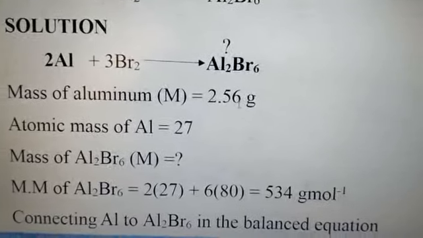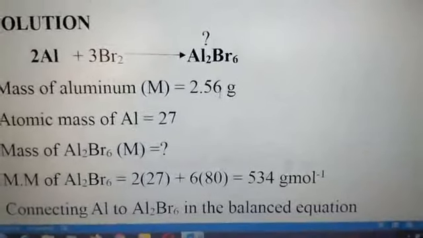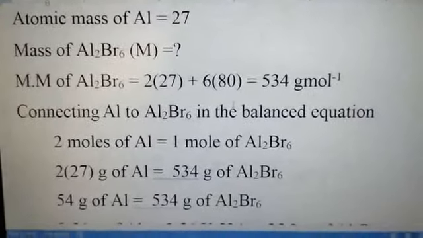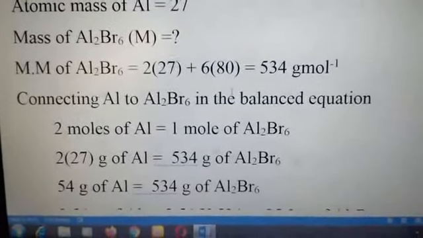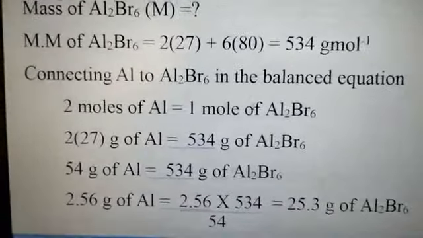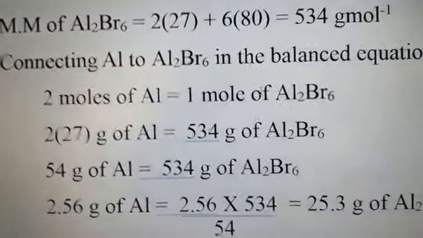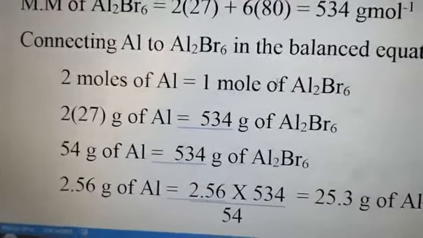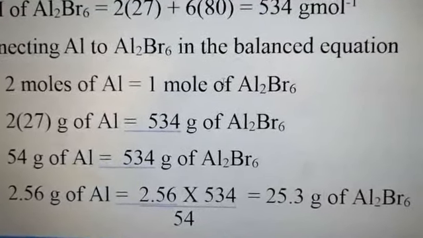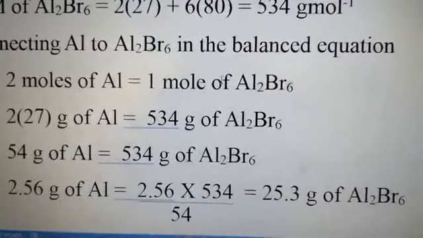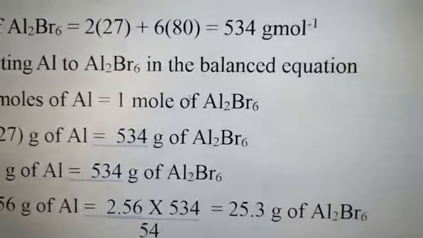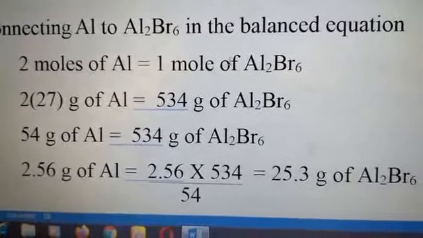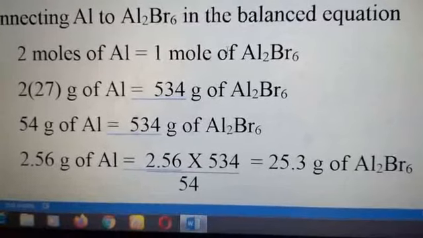We'll have 2 moles of aluminium and 1 mole of the aluminium bromide. So we'll say 2 moles of aluminium is equivalent to 1 mole of the aluminium bromide. Then you know that 1 mole of aluminium being a metal is equal to its atomic mass, which is 27. So 2 moles will now become 2 times 27, that is 54 grams of aluminium. 1 mole of the aluminium bromide is 534, that's the molar mass. So we change that to 1 mole of that compound to 534 grams of the aluminium bromide.